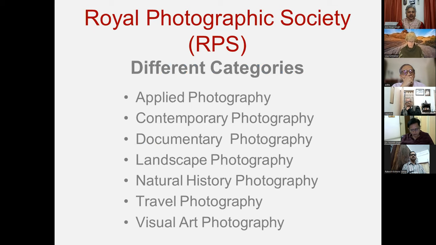And for the Royal Photographic Society, the different categories in which one can apply for a distinction are applied photography, contemporary photography, documentary photography, landscape photography, natural history photography, travel photography, and visual art photography. And here it is very important in which particular category one should apply. So that is another tricky thing. You should choose very carefully in which you should apply for the distinction.